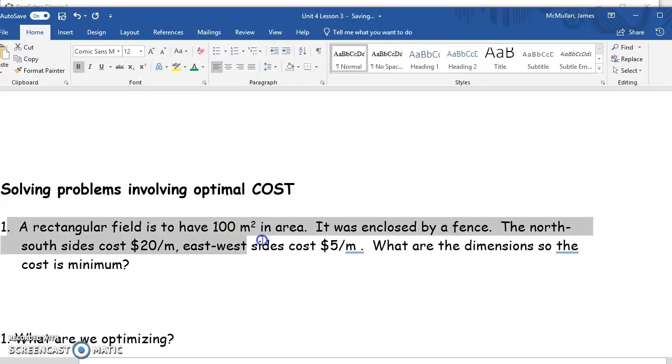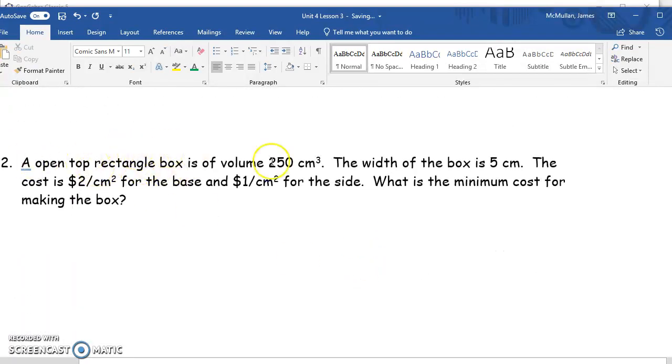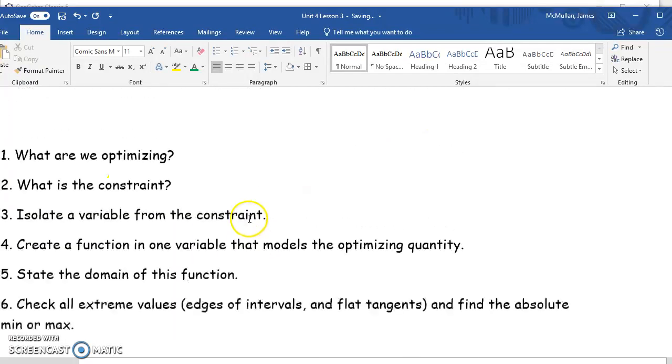There's one here about a rectangular field that has to have a certain area, and one type of fence costs this much, the other type of fence costs that much. So how do we minimize the fence or the cost? There's this other one here about the rectangular box, where again you get sort of the same concept.